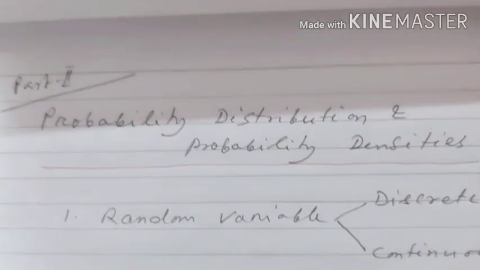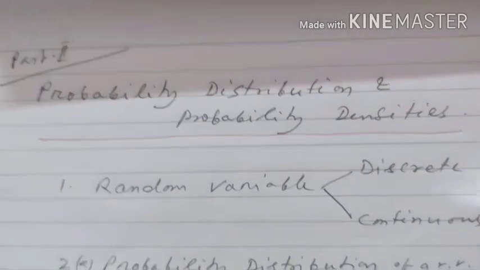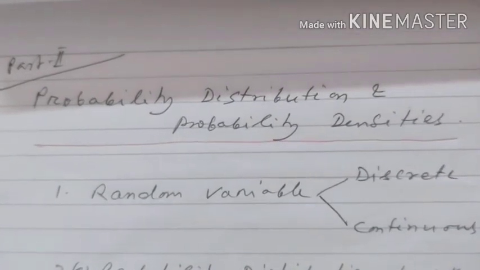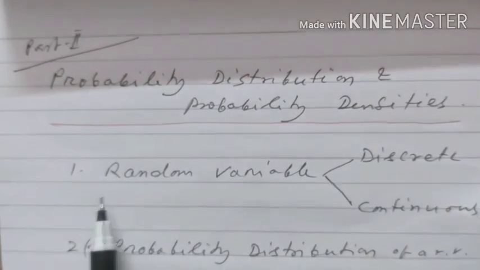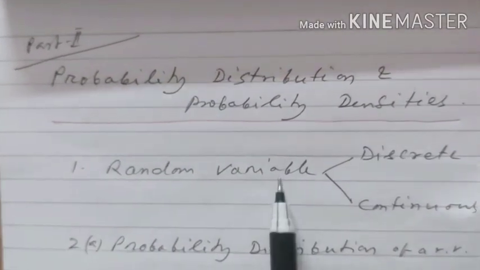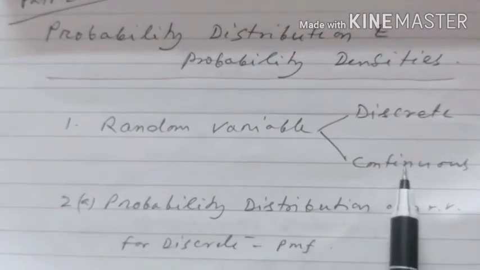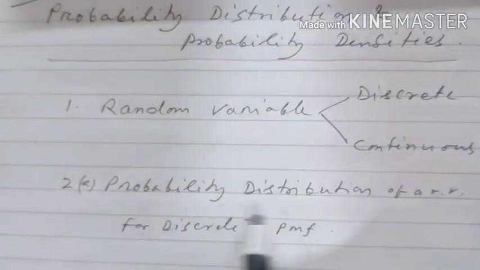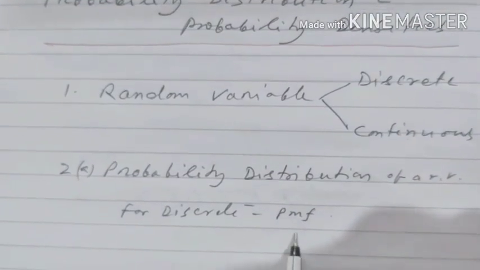The probability distribution and the probability density part, what are they? We have to discuss. Before discussion, we have to know about the whole details. First one is what is a random variable, and there are two types, that is discrete and continuous. And the second part, the probability distribution of a random variable for discrete, that is a probability mass function.